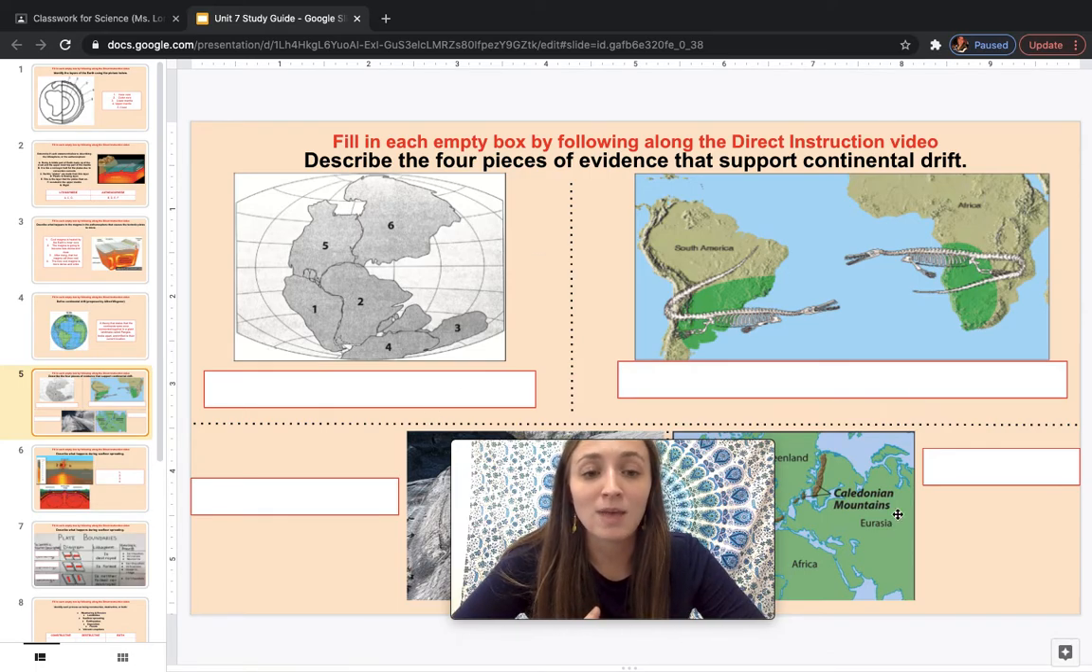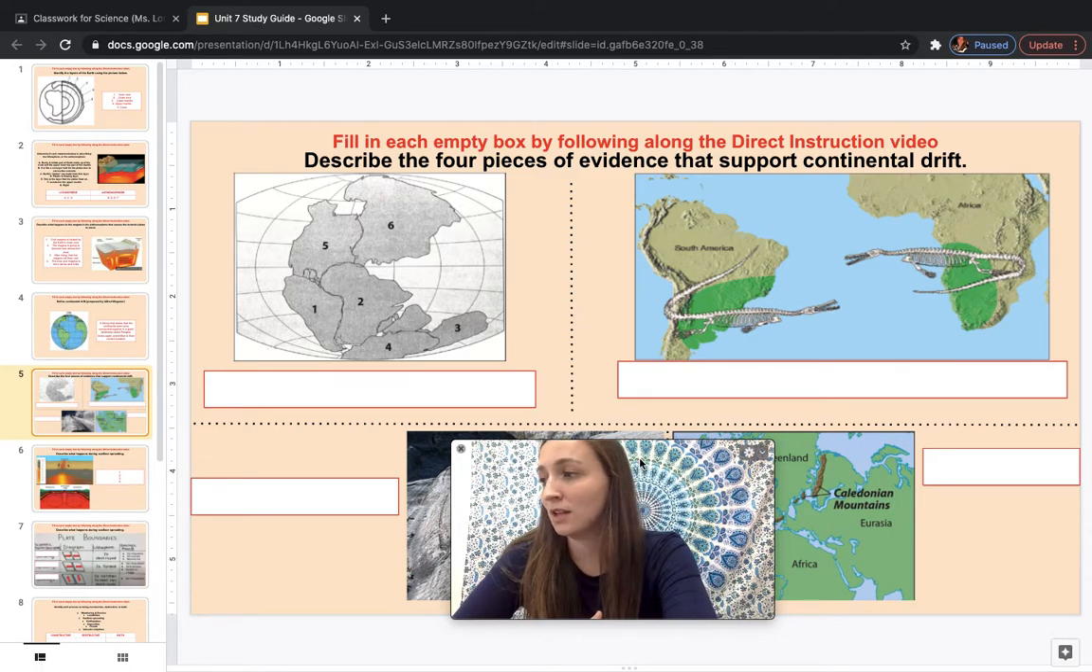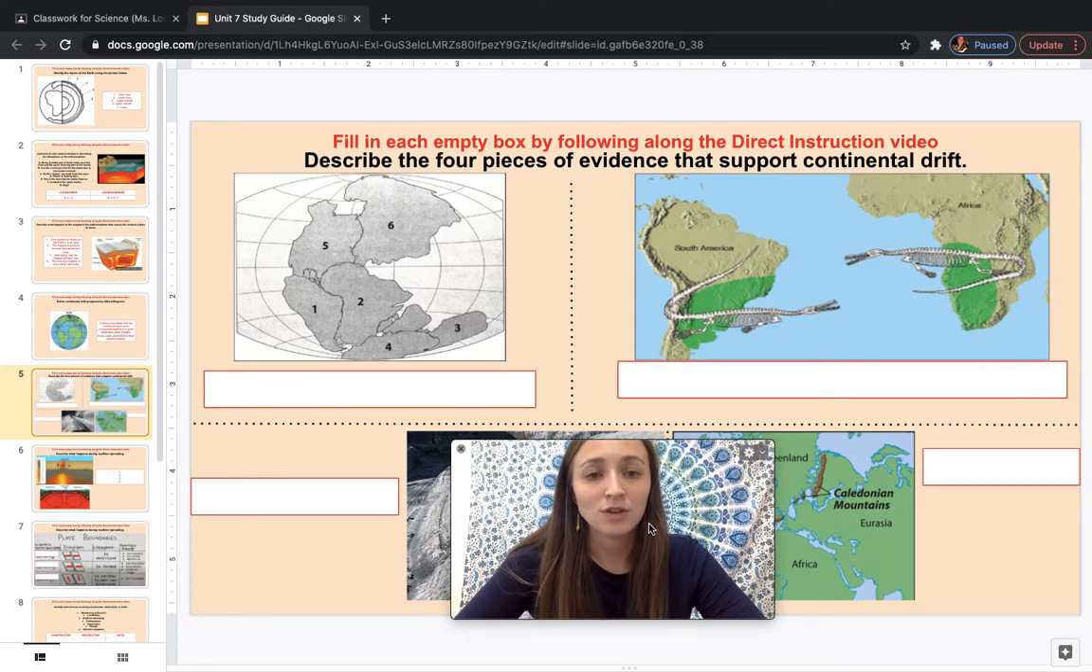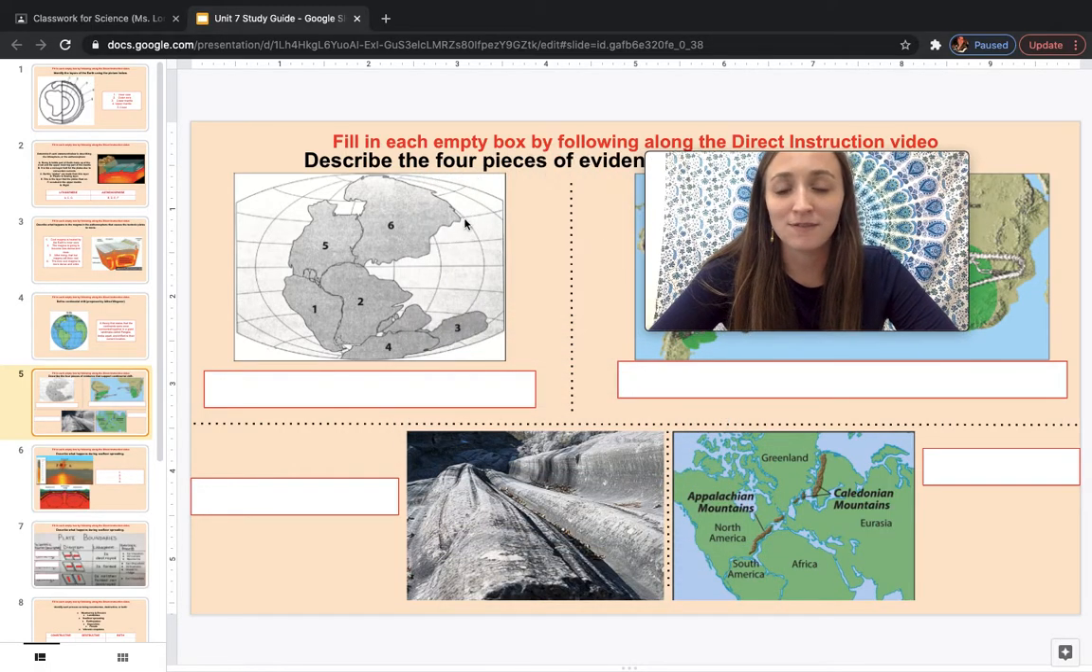But it's true. And we have evidence that supports this idea. So it's not just like a crazy idea. We have multiple pieces of evidence that prove that continental drift is a real thing, okay? So these are the 4 pieces of evidence that we have to support this theory that the continents move, okay? So what are these 4 pieces of evidence?